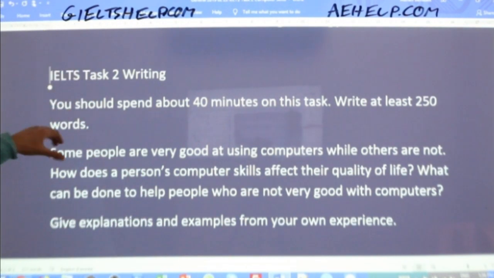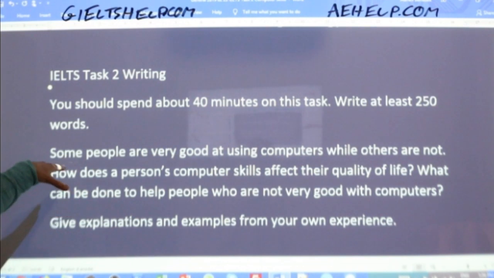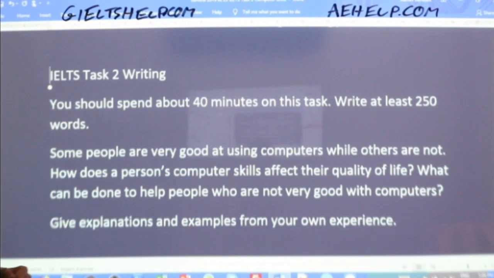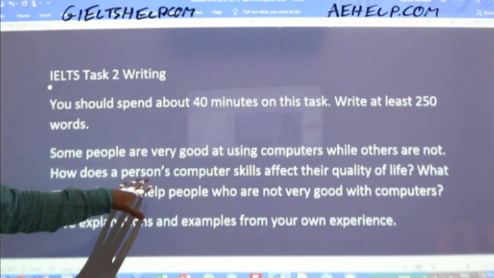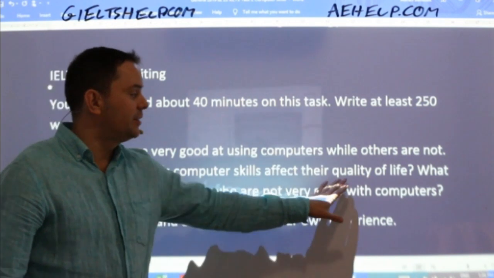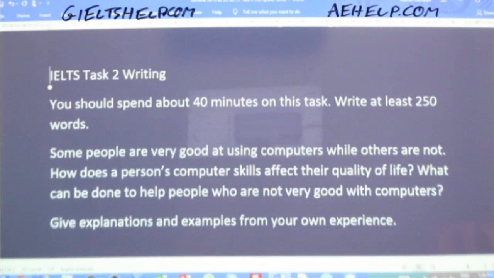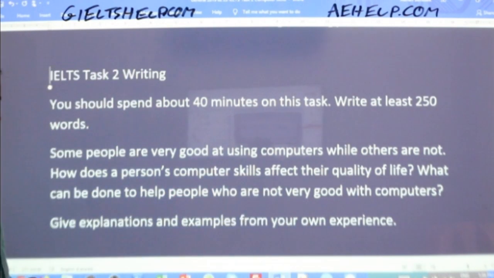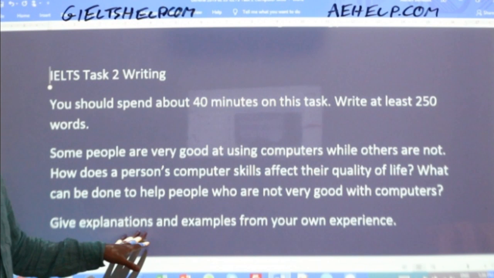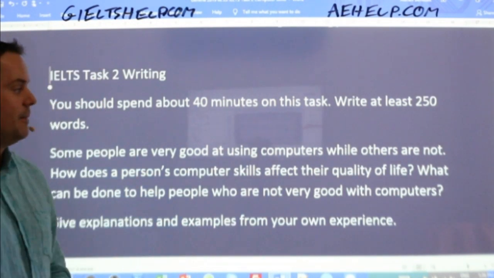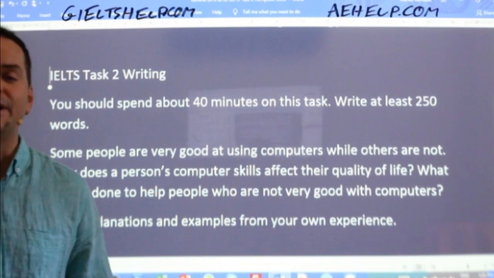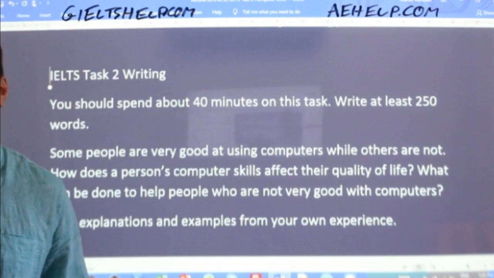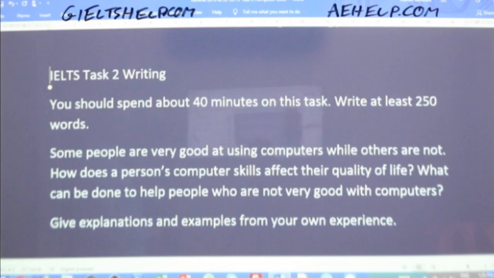Okay, let's get right into the question here, ladies and gentlemen. Some people are very good at using computers, while others are not. How does a person's computer skills affect their quality of life? What can be done to help people who are not very good with computers? Give explanations and examples from your own experience. All right, a bit of an interesting task 2 question for today.